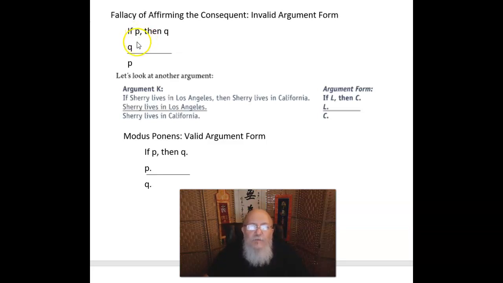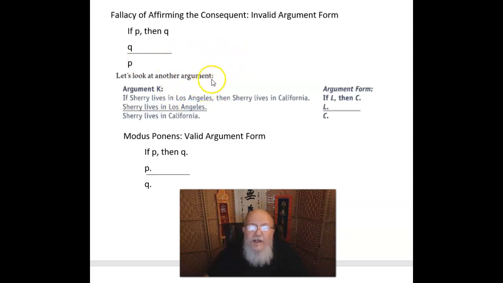But if whatever we put in, if we put in the same P and the same Q, it's going to be a bad argument. If it's a dog, then it's a mammal. It's a mammal, so it's a dog. See? A bad argument.